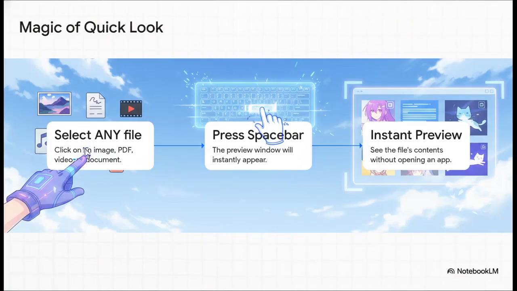And here it is. It's called Quick Look. Just click on any file, an image, a PDF, even a video file, and then just tap the spacebar. And boom, you get an instant full-size preview without ever having to open the app. This is an absolute game changer for sorting through files.